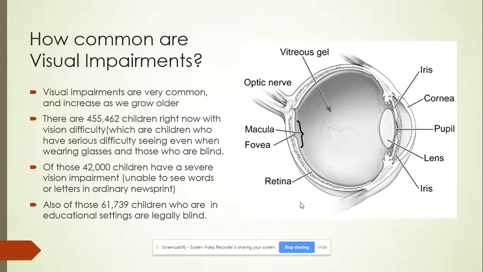How common are visual impairments? Visual impairments are very common and increase as we grow. There are over 455,462 children right now with vision difficulties. These are children who have serious difficulty seeing even when wearing glasses, and those who are blind. Of those, 42,000 children have a severe vision impairment. They're unable to see words or letters in ordinary newsprint. Also, of those, 61,739 children who are in an educational setting are legally blind.